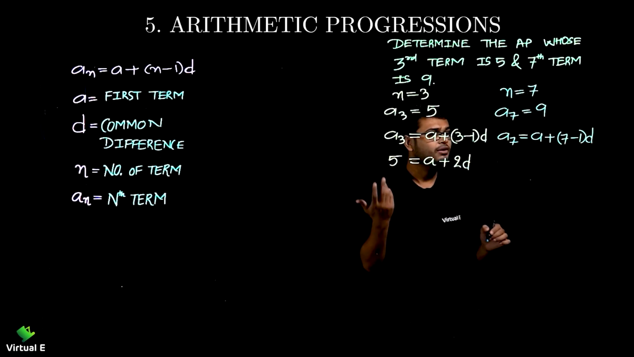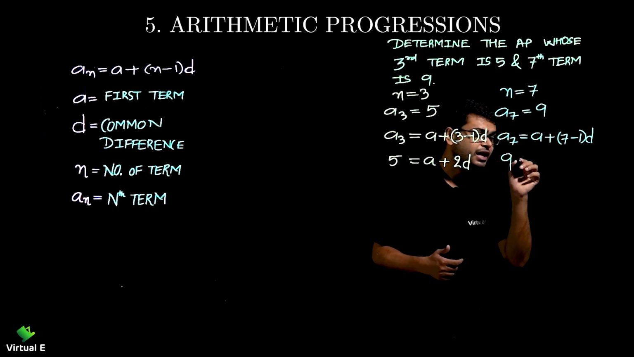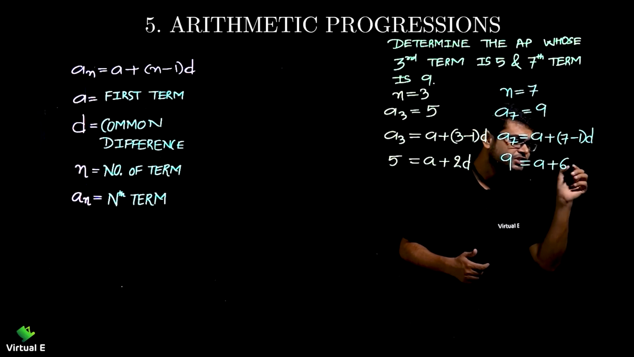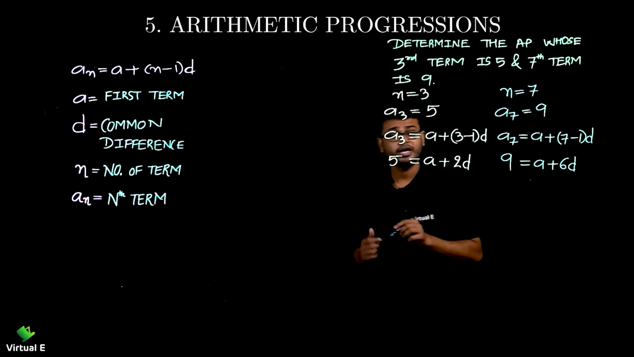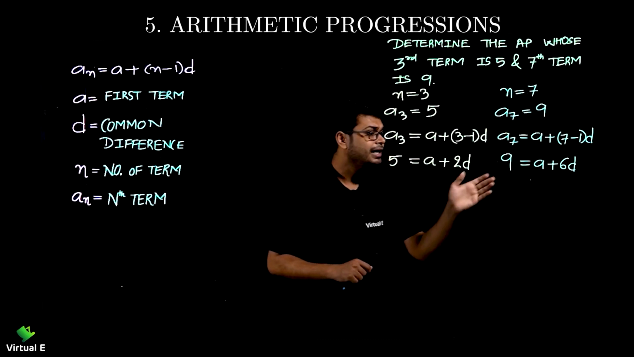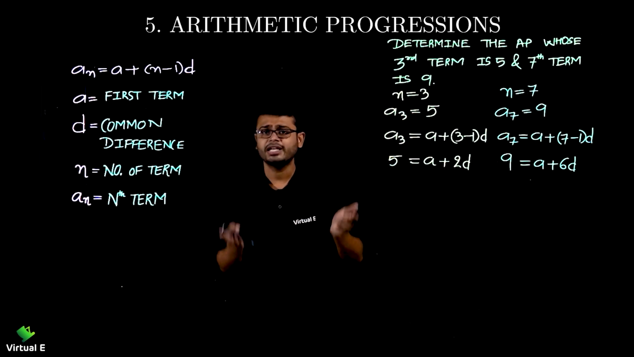We don't know the value of d. A7 we know. What's that? 9. So 9 is equal to a plus 7 minus 1, 6d. So what are my two equations? 5 is equal to a plus 2d and 9 is equal to a plus 6d. My two equations. I need to solve it.